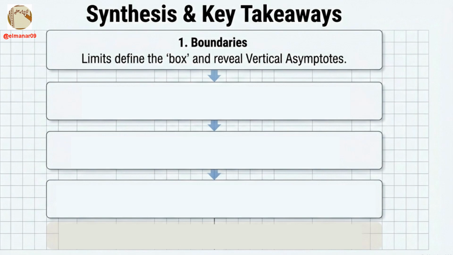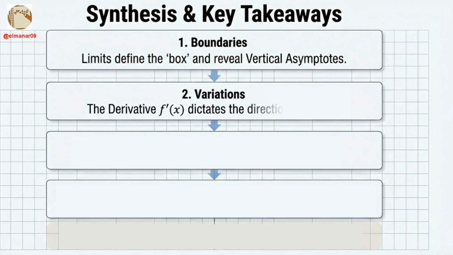First off, let's talk about boundaries. Look at point number 1. In this game, you gotta know where you can and can't go. Limits are the real deal. They define the box for our function. When you calculate those limits, you're revealing the vertical asymptotes. It's like setting the stage before the show starts. You're marking the lines that the function will never cross. It's about structure, folks.